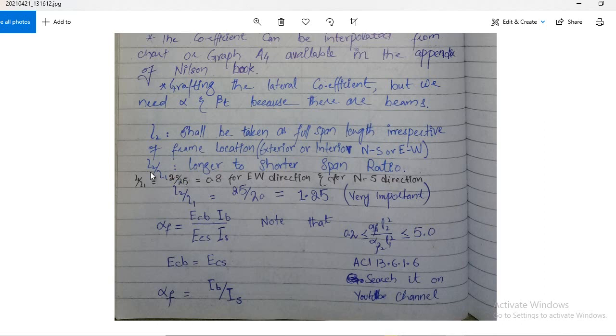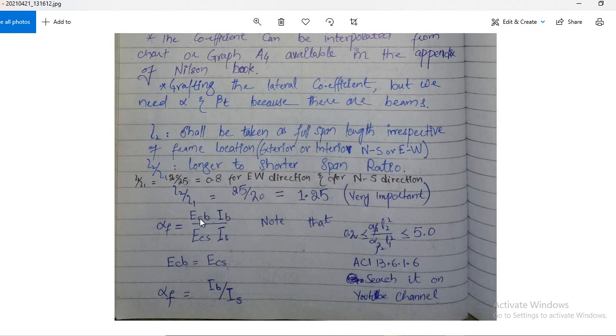In our example, L2 is 20 and L1 is 25, so the L2 by L1 ratio is 0.8 for the east-west direction, and for the north-south direction L2 by L1 will be 1.25. This ratio is very, very important. Clear? Then what is the alpha F factor? It is the modulus of elasticity of beam times the moment of inertia of beam, divided by the modulus of elasticity of slab times the moment of inertia of slab.